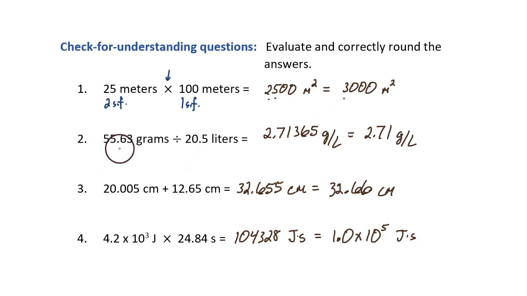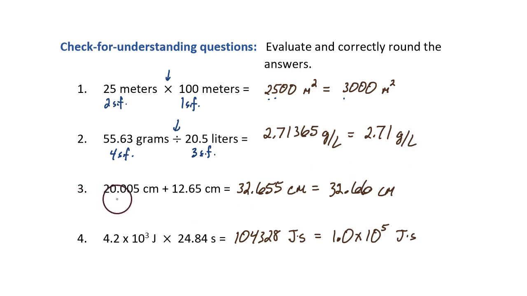Question 2. 55.63 grams divided by 20.5 liters. This is a division problem, so when rounding you use the significant figure rules. This number has four significant figures, and this measurement has three significant figures. The final answer needs to be rounded to three significant figures. On the calculator, you get a number like 2.71365, and there's even more numbers, grams per liter. When you round to three digits, you get 2.71 grams per liter.